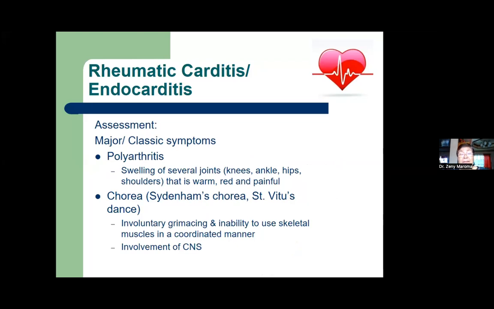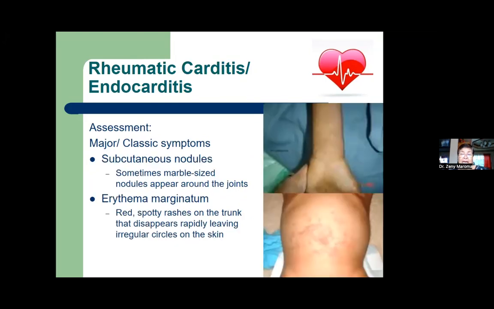On the nervous system, there's chorea or Sydenham's chorea or St. Vitus dance, where there's involuntary grimacing and inability to use skeletal muscles in a coordinated manner because of involvement of the CNS, central nervous system. There are also subcutaneous nodules, sometimes marble-sized, around the joints. And on the skin, red spotty rashes on the trunk that disappear rapidly, leaving irregular circles on the skin.